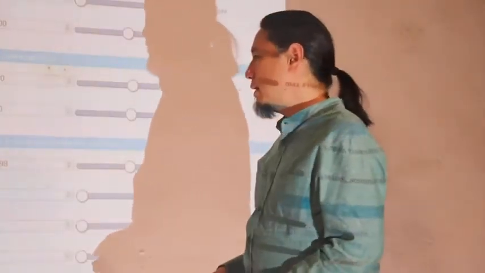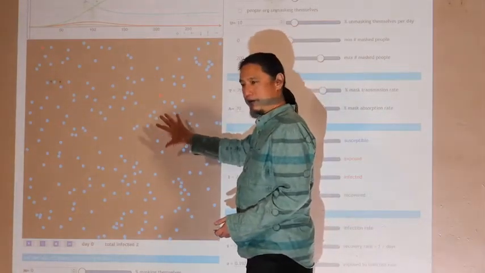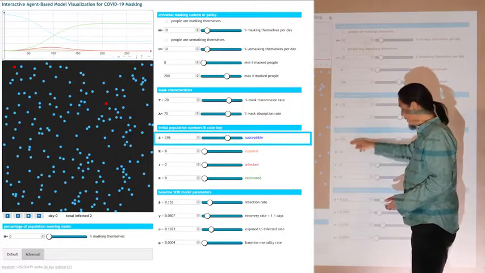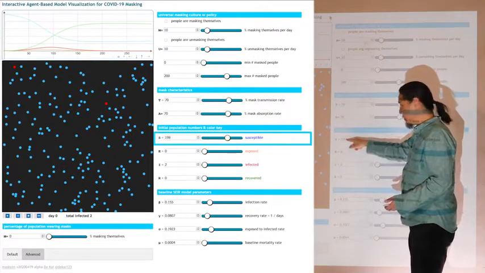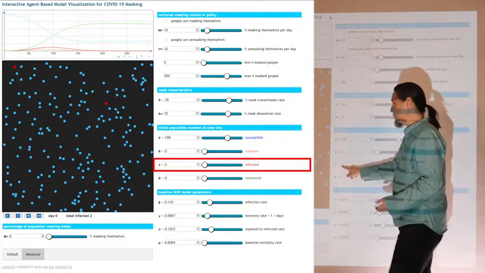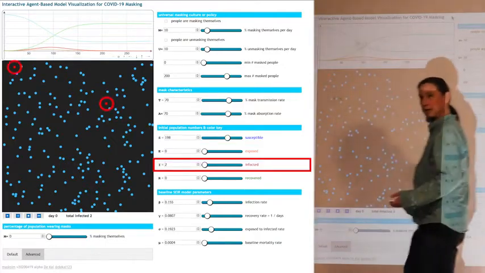So to start a run, what's going to happen is that we're going to create a population of individual agents. These are humans. And right now we've set it up so that there are 200 humans initially. 198 of them are susceptible. And initially, there are 2 infected ones. And those are, in this picture, the 2 red dots that you see over here.